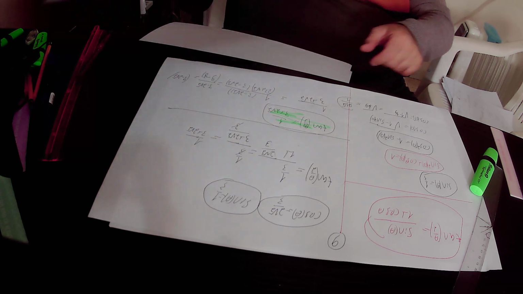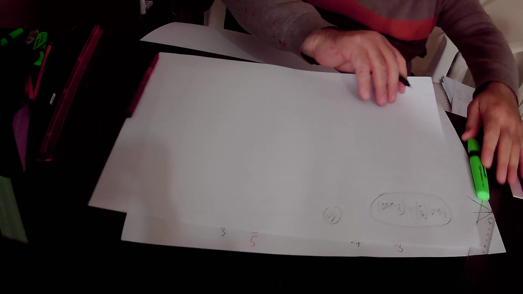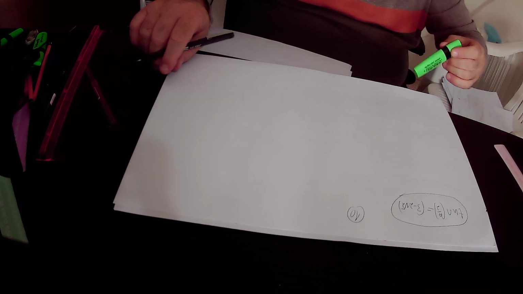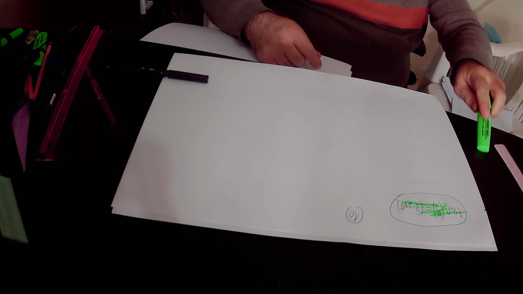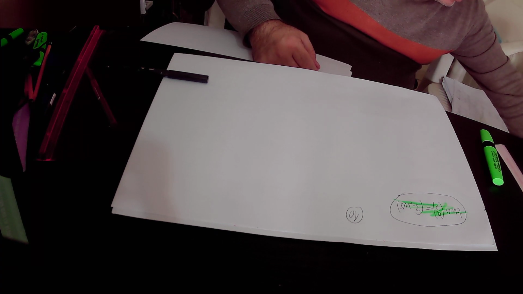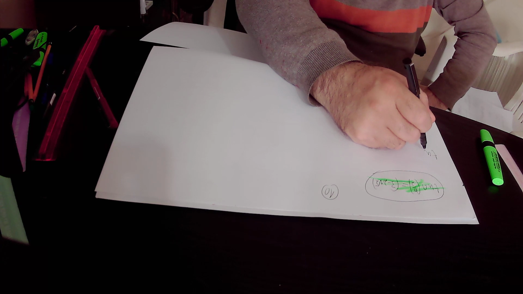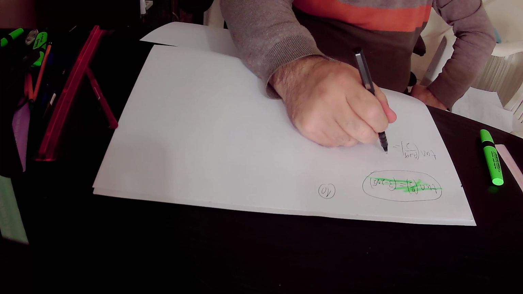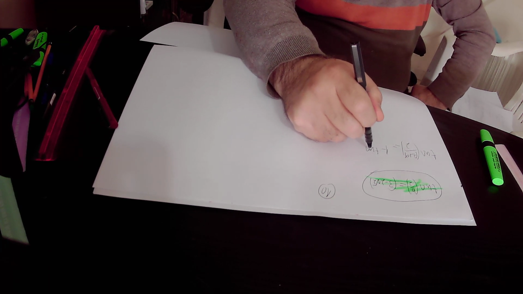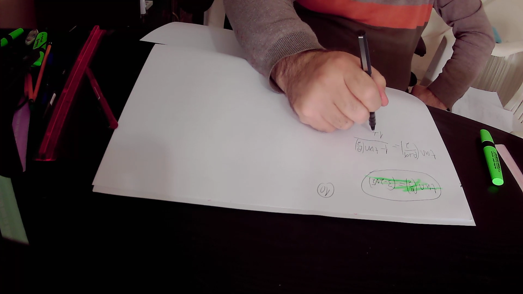I repeat again. The value of tangens theta over 2 equals 3 minus 2 times square root of 2. Now we can find out the value of tangens (theta plus alpha) over 2. We know that tangens (theta plus alpha) over 2 equals 1 minus tangens theta over 2 over 1 plus tangens theta over 2.